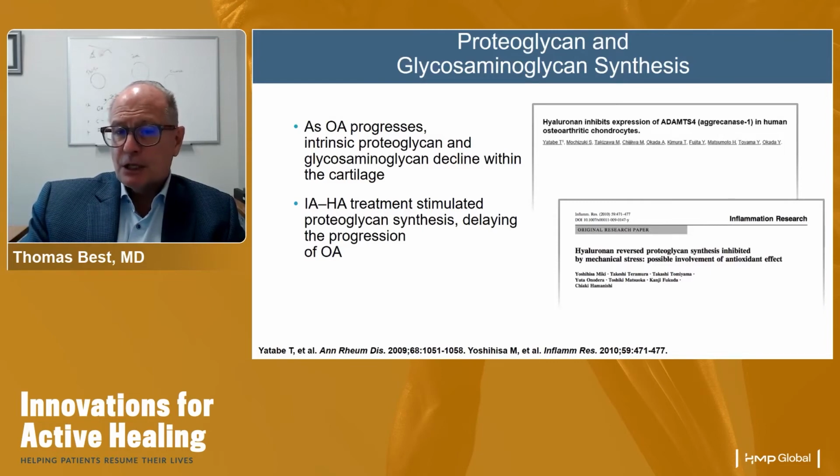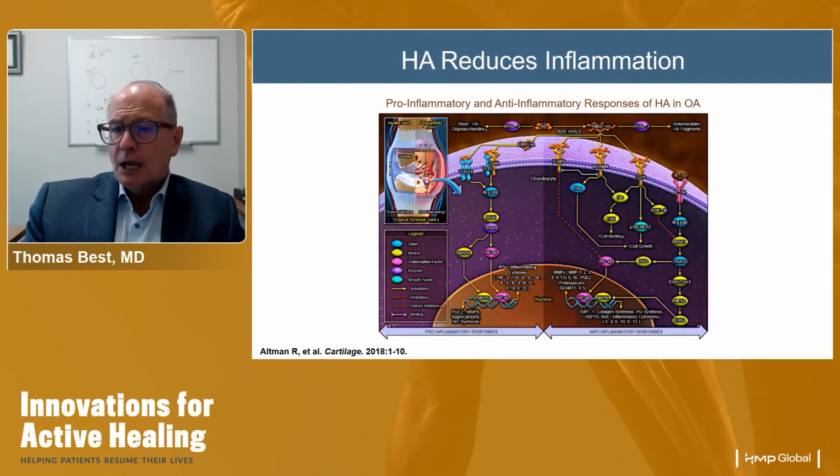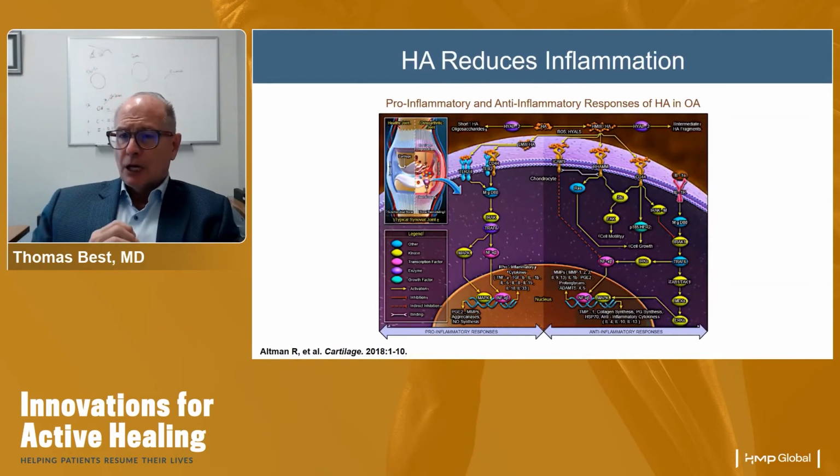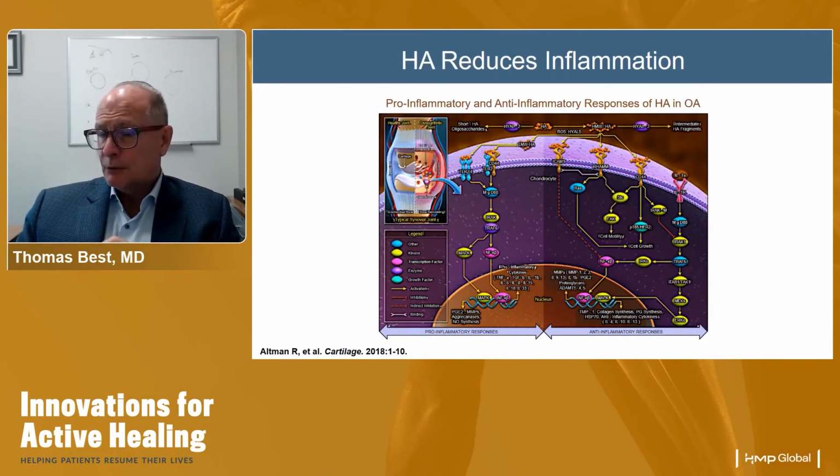Specifically, as I mentioned, hyaluronic acid treatments can stimulate proteoglycan synthesis and also delay the progression of osteoarthritis. Most of this, of course, is coming from the basic science animal model literature. I mentioned earlier the importance of hyaluronic acid in potentially reducing inflammation.